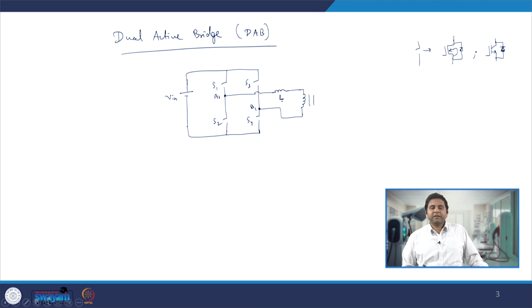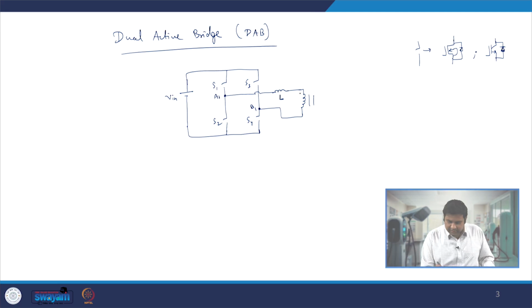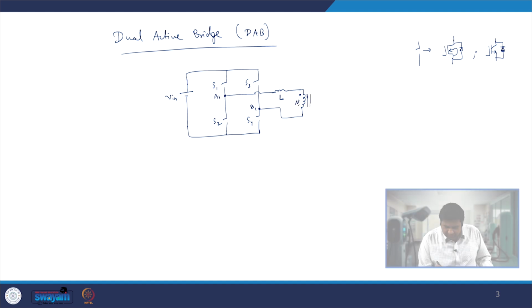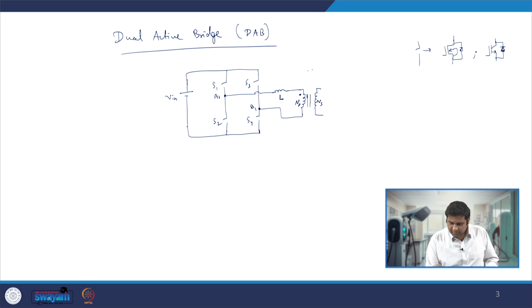This L could be achieved either using the leakage inductance of the transformer or by putting an additional inductance in series with one of the windings, either the primary winding or the secondary winding. Now this is the primary side, let us define NP, and the secondary winding is defined as NS, and on the other side we also have something similar to that. Let us say A2, B2.